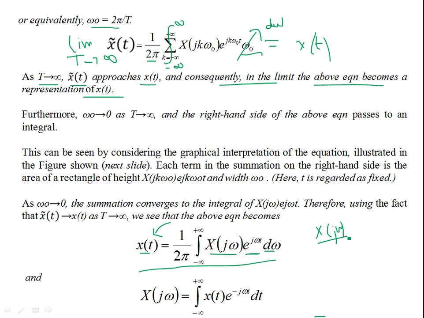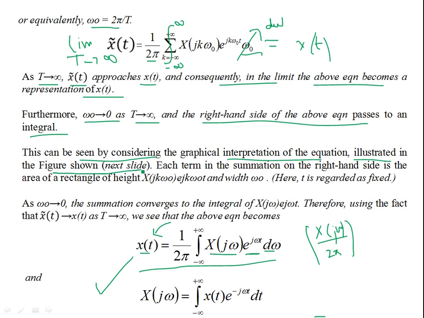So you see, for aperiodic signals, these are the Fourier coefficients now. These are the weights of your complex exponentials. Furthermore, as omega naught approaches 0, t approaches infinity, the right hand side of the above equation passes to an integral. This is what we have seen over here as well. This can be seen by considering the graphical interpretation of the equation, illustrated in the figure shown in the next slide. So okay, let's go to the next slide.